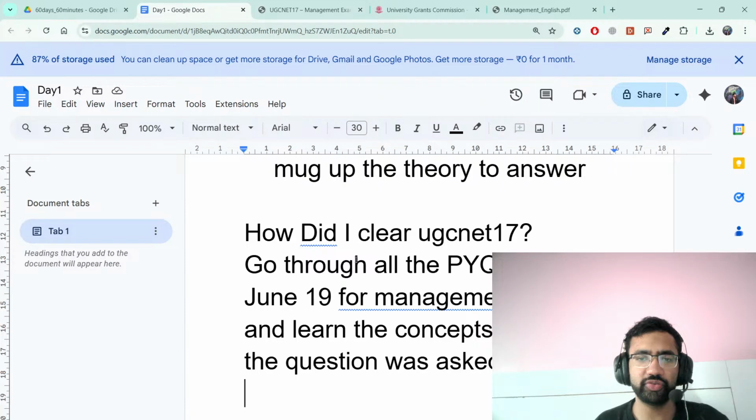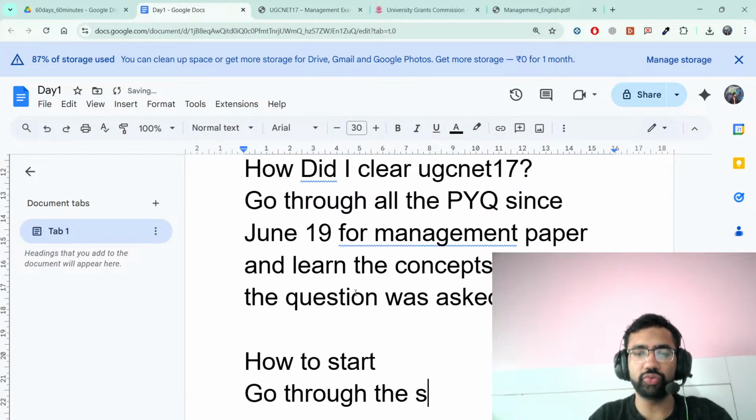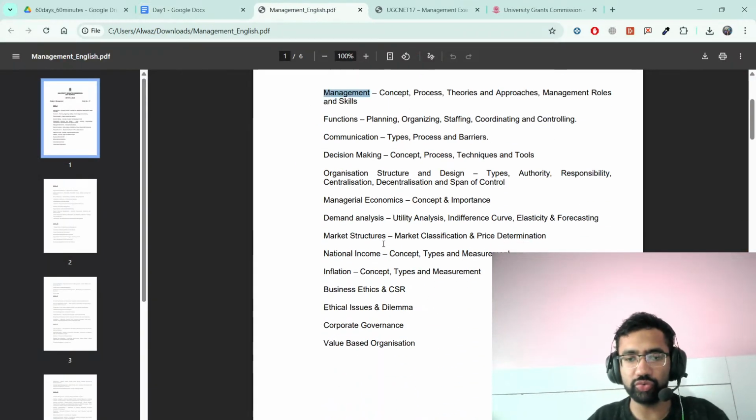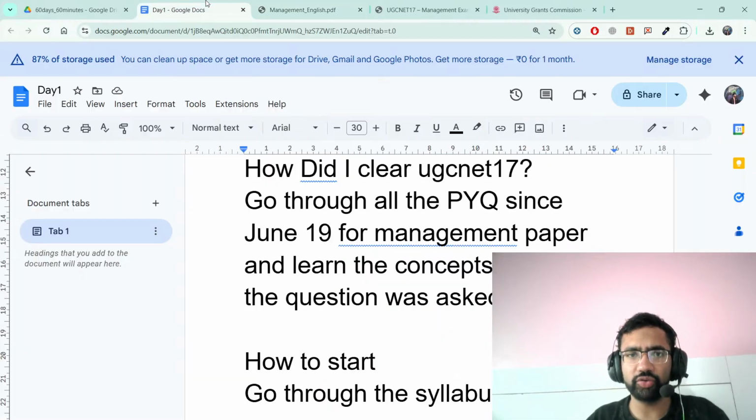Now to simplify this further, to give you an edge, how to start. Simply go through the syllabus. Now we have the syllabus here. Just go through this syllabus. These are the main topics that they have listed on which the questions could be asked. What you need to do is use any free LLM model, or even if you search on Google, it will give you a rough idea. So your first step should be to go through the syllabus.